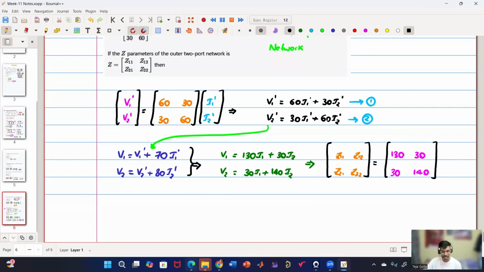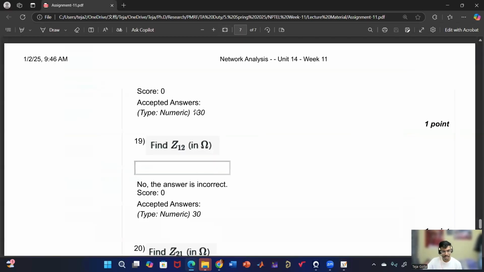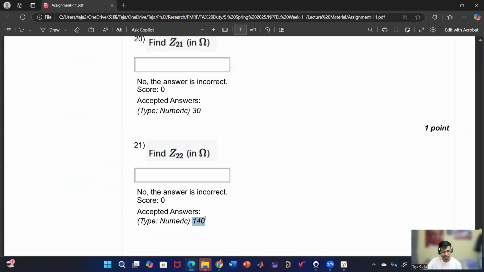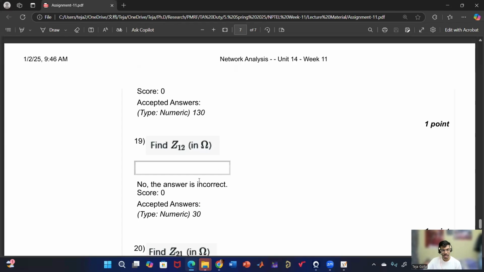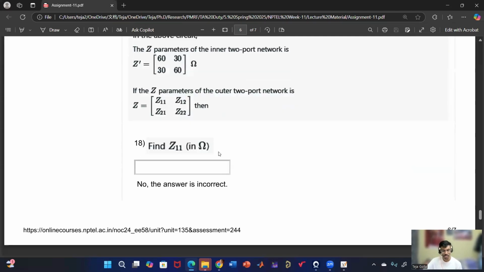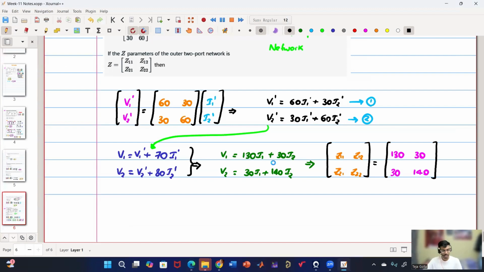Let us check whether the answers are correct or wrong. So the first one is 130, then 30, then 30, and then 140. So here they have not given any range because it is straightforward and you have to give the correct value. So this is not range based, it is just a direct answer. So is this clear? Is this question clear for everyone? Or any doubts you have? Please ask me if you have any doubts.